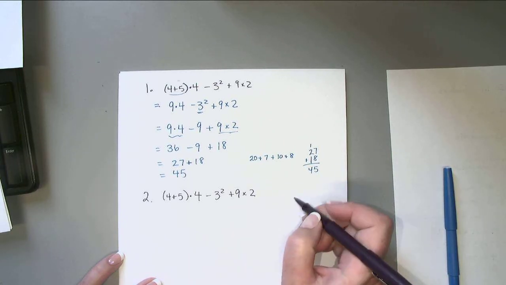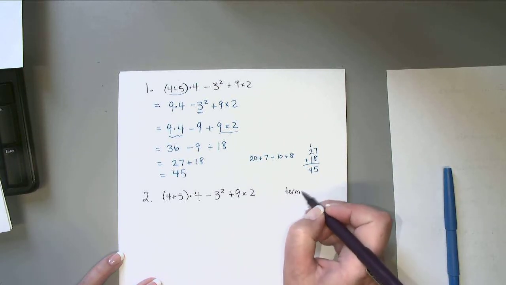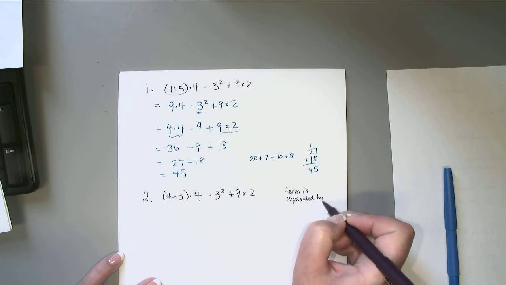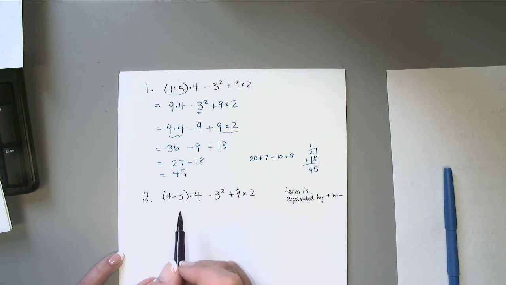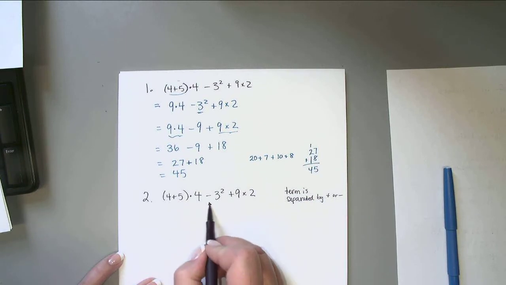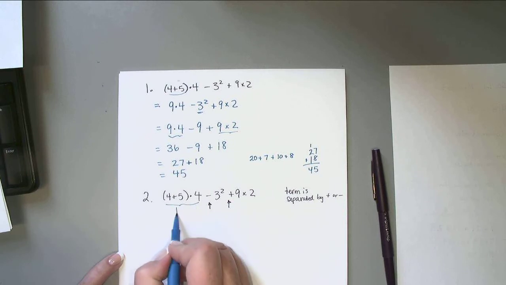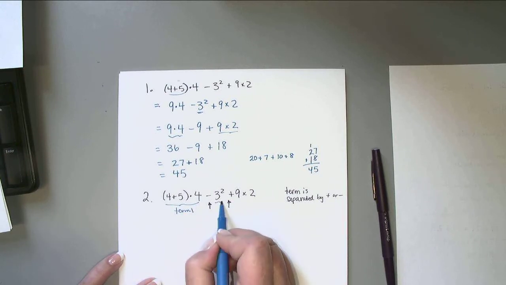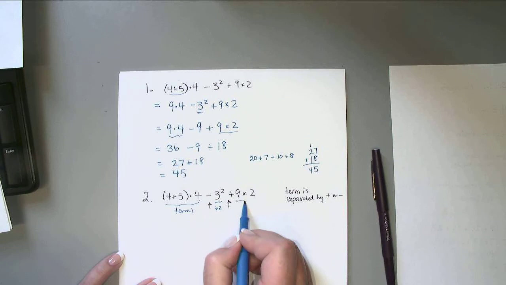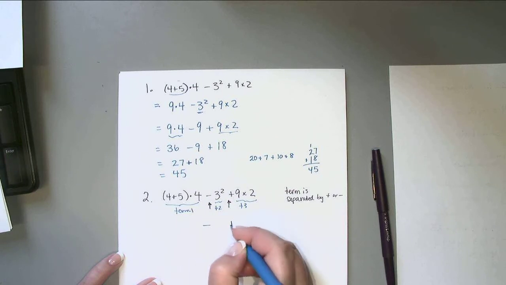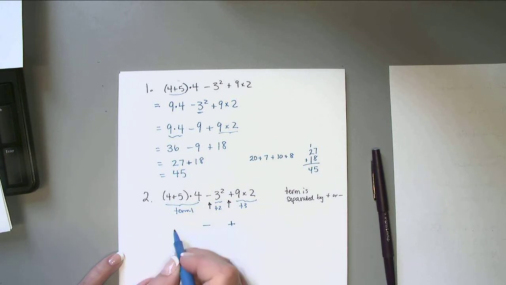So a term is separated by a plus or minus sign. Okay, so we've got a plus or minus sign here and here. So in this particular question, we've got 3 terms. Here's term 1, here's term 2, and here's term 3. So 3 terms. Now, just carrying that plus and minus sign down, we can actually evaluate each of these 3 terms and put them in where they are.